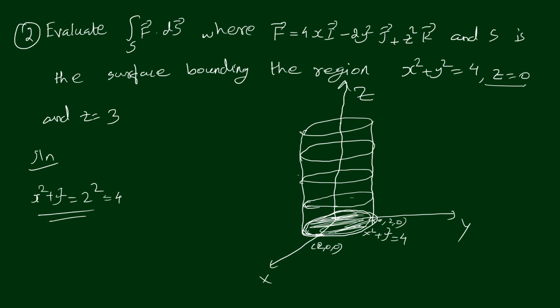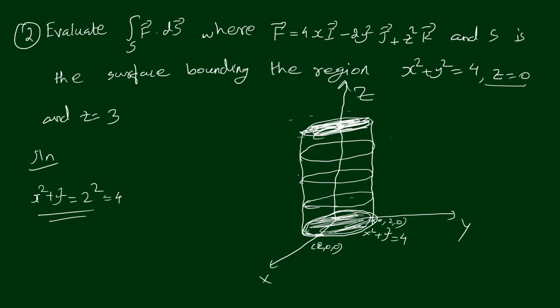And z equal to 3. Suppose this is the point 3. So it is bounded by z equal to 3 also, the cylinder from z equal to 0 to z equal to 3. What is z equal to 3? z equal to 3 is a plane passing through the point 3, parallel to the xy plane. So that plane will be here. The cylinder is bounded by z equal to 0 and z equal to 3.